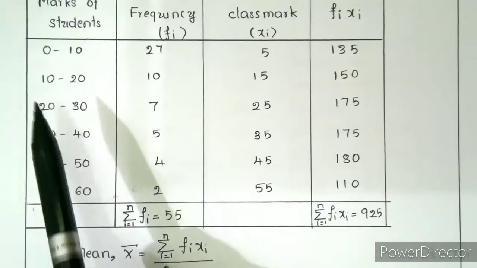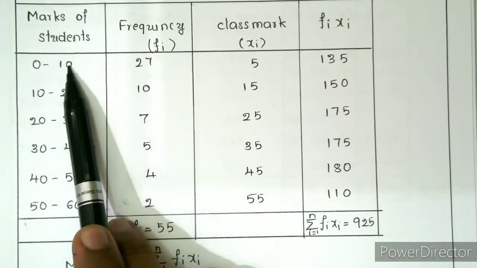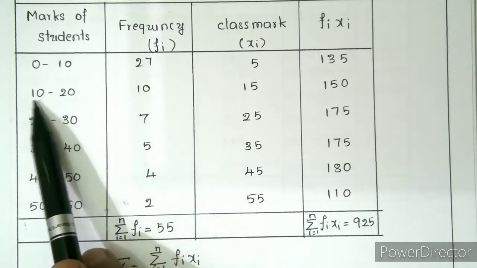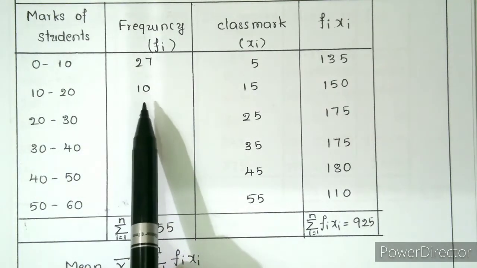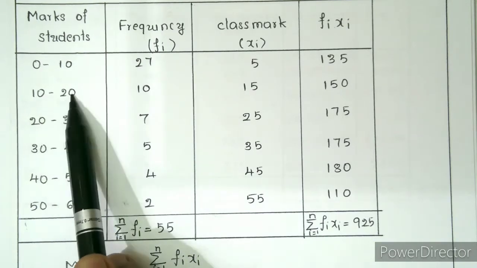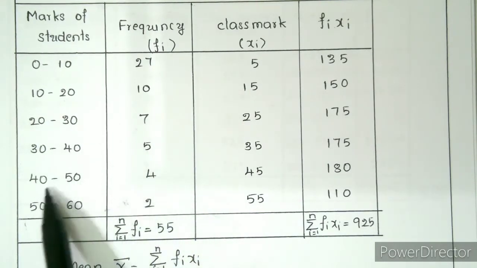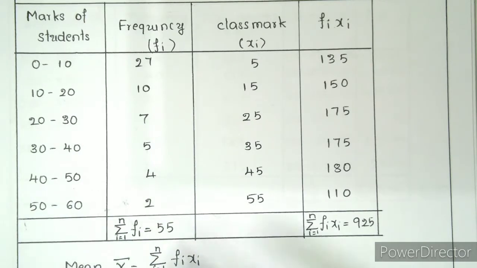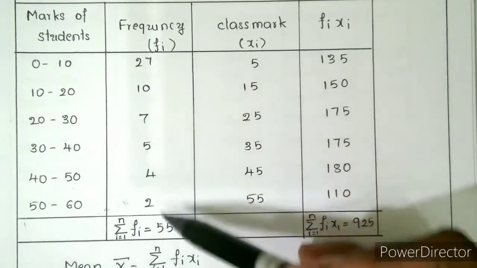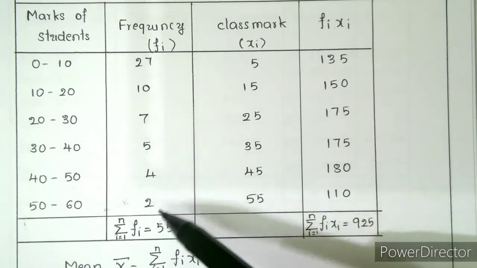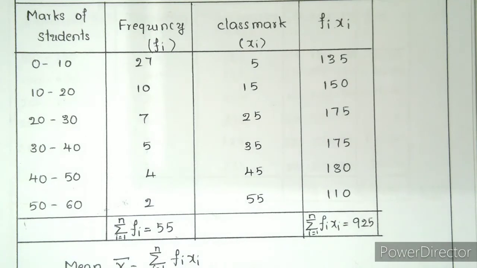So write the same numbers in the tabular column. Marks of students 0 to 10 with a frequency of 27, and 10 to 20 copy as it is in the question. So 10 to 20 you have 10 members, 20 to 30 you have 7, 30 to 40 you have 5, 40 to 50 you have 4, and 50 to 60 you have 2. Add, and you get the total number of students: 27, 10, 7, 5, 4, 2, so summation fi means the total number of students, that is 55.